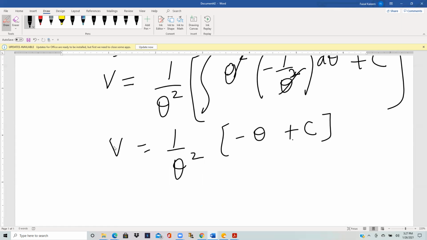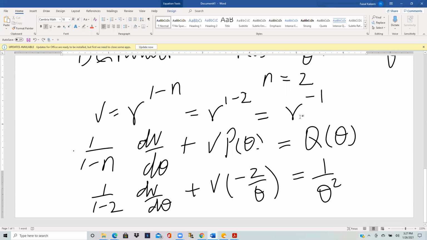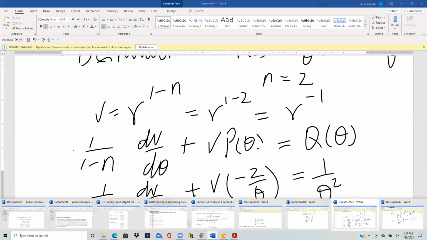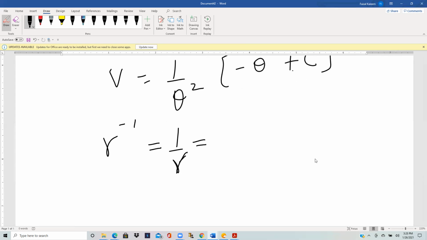And then remember v was, let's go back. V was r power -1. So this is actually r power -1, which is 1 over r, is equal to c minus theta over theta square.